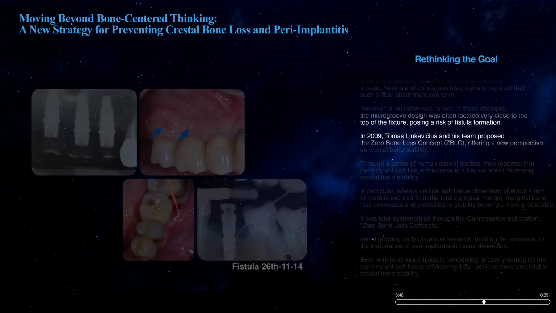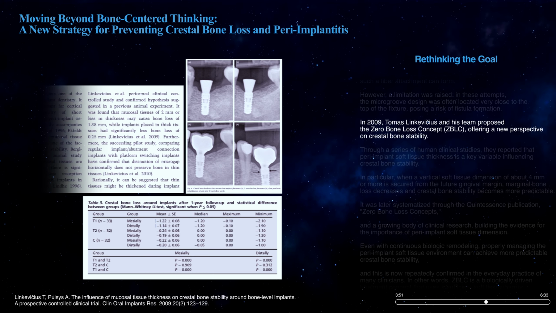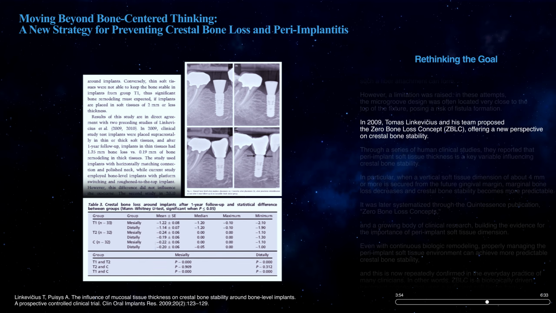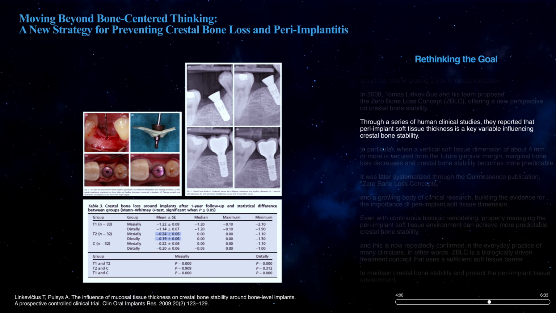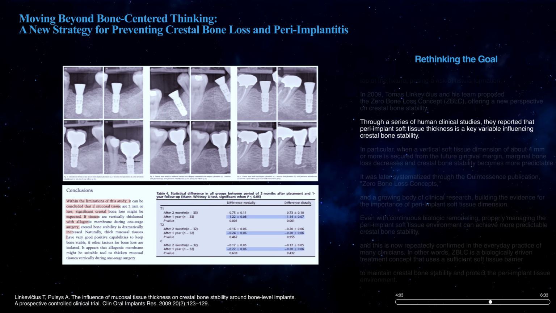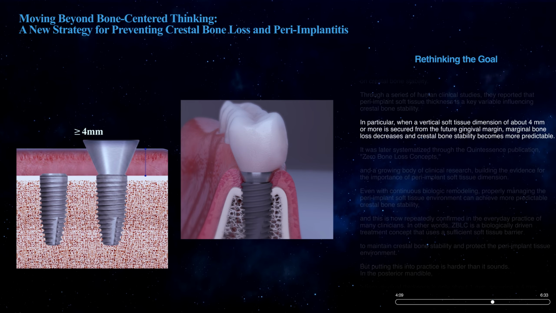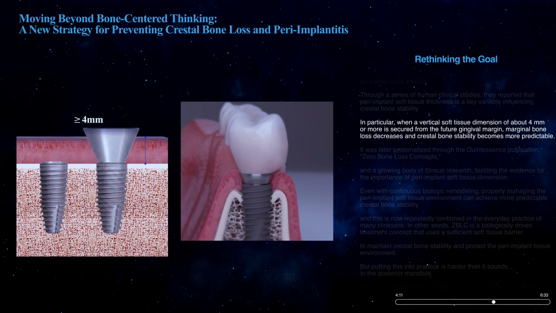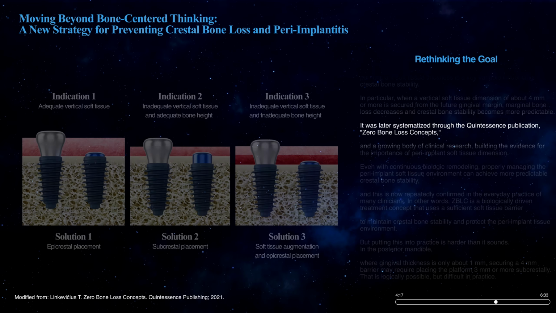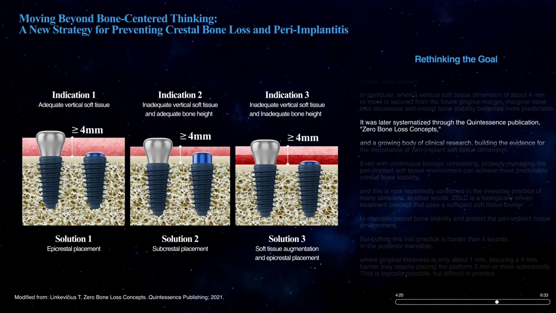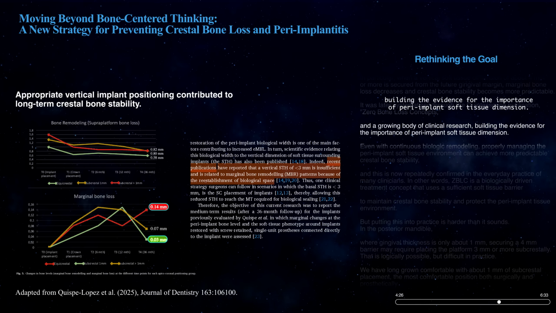of fistula formation. In 2009, Tomas Linkevicius and his team proposed the zero bone loss concept, offering a new perspective on crestal bone stability. Through a series of human clinical studies, they reported that peri-implant soft tissue thickness is a key variable influencing crestal bone stability. In particular, when a vertical soft tissue dimension of about 4 millimeters or more is secured from the future gingival margin, marginal bone loss decreases and crestal bone stability becomes more predictable. It was later systematized through the Quintessence publication Zero Bone Loss Concepts and a growing body of clinical research, building the evidence for the importance of peri-implant soft tissue dimension.